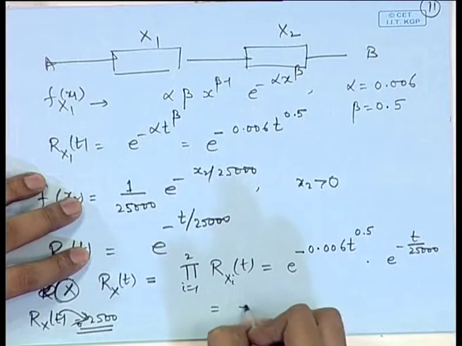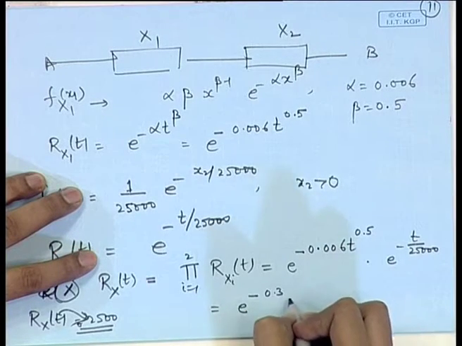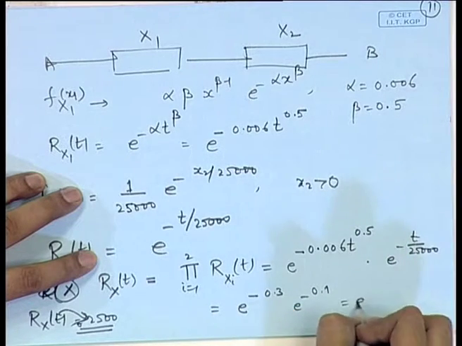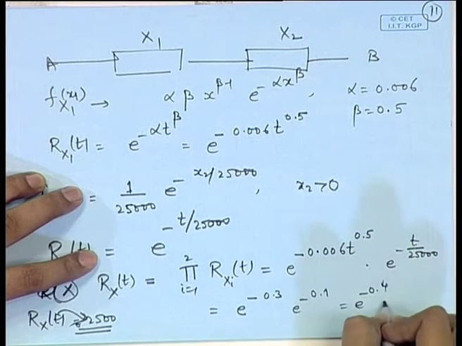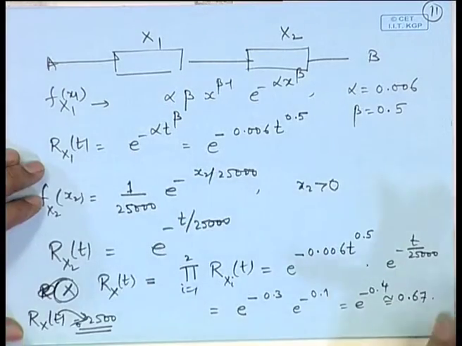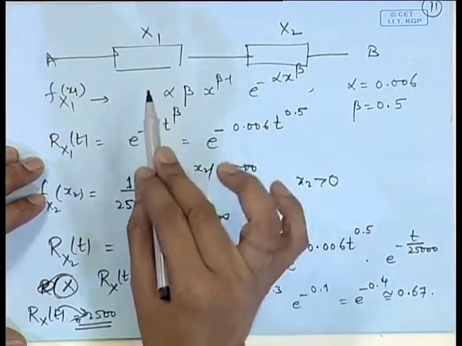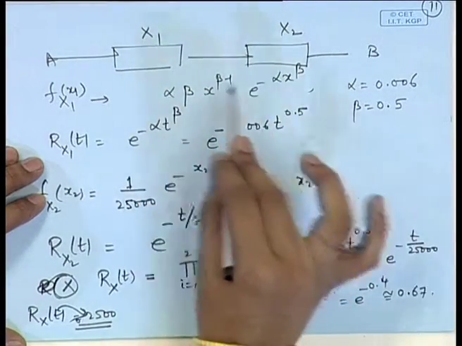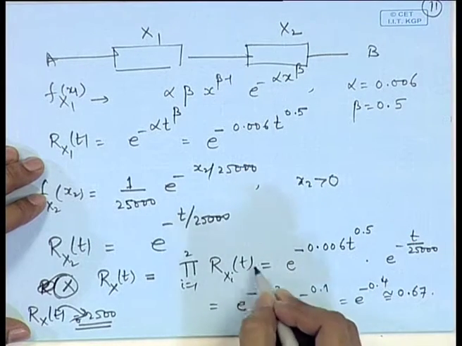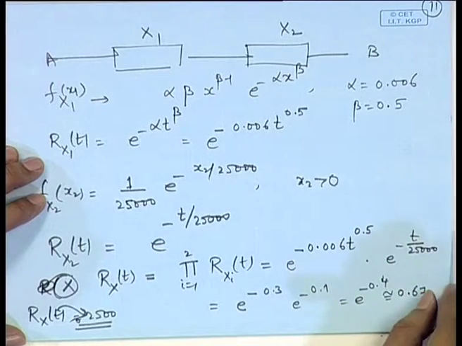e to the power minus 0.3, and this one will become e to the power minus 0.1, that is e to the power minus 0.4, which is approximately 0.67. So, the reliability of the compound system, which consists of two components connected in series, can be evaluated by multiplying out the reliabilities of the individual components at the given time.